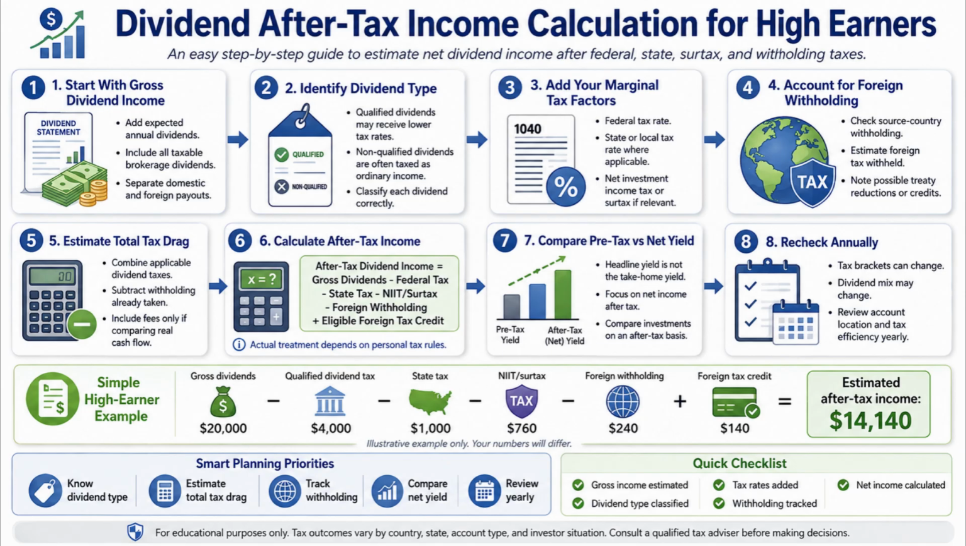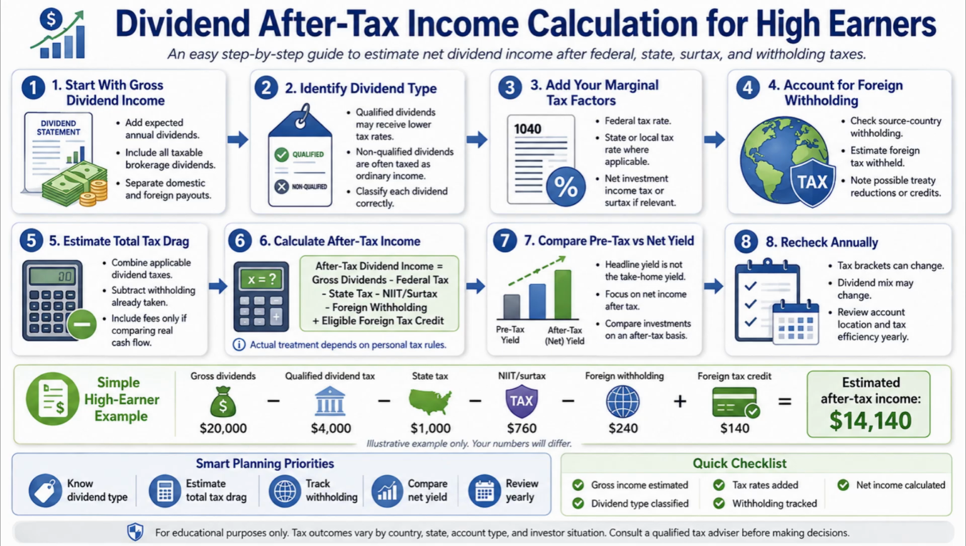Now you can calculate your after-tax income. A simple way to think about it is this: take your gross dividends, then subtract federal tax, subtract state tax, subtract any surtax or investment income tax, subtract foreign withholding, and finally add back any eligible foreign tax credit. The result is your estimated after-tax dividend income. For example, if gross dividends are $20,000, and your combined taxes and withholding reduce that amount significantly, your actual take-home figure may be far lower than the original headline number.